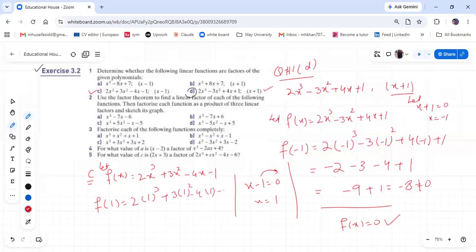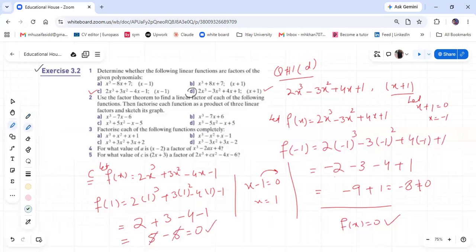Look at it here. 1 power 3 is 1. 2 multiplied by 1 gives us 2, and this is plus 3, and this is minus 4 and minus 1. 2 plus 3 is 5, and 5 minus 5 is equal to 0. This gives us 0. It means this is our factor.